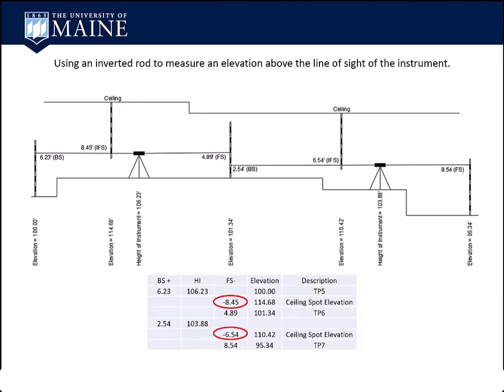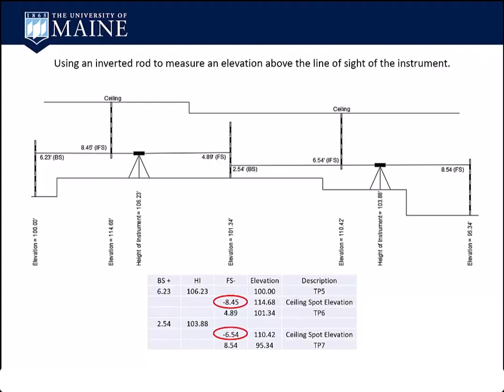And at the new setup on the right, they shot the ceiling again because there was a change in elevation, and again it's a negative, and HI minus a minus is a plus. And then they would shoot turning point 7 last after all the intermediate foresights, and this would just continue on.